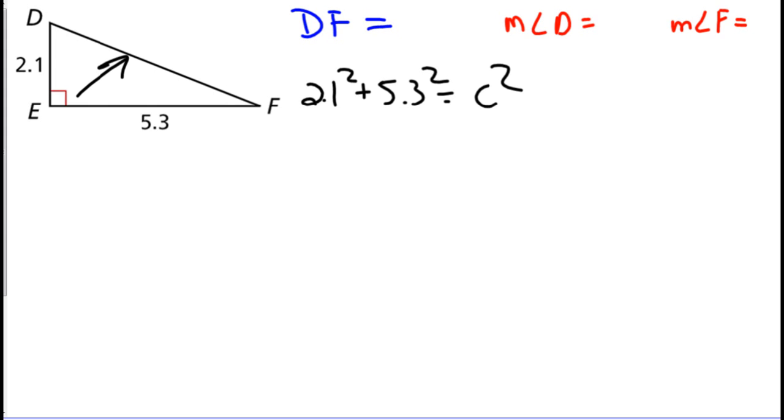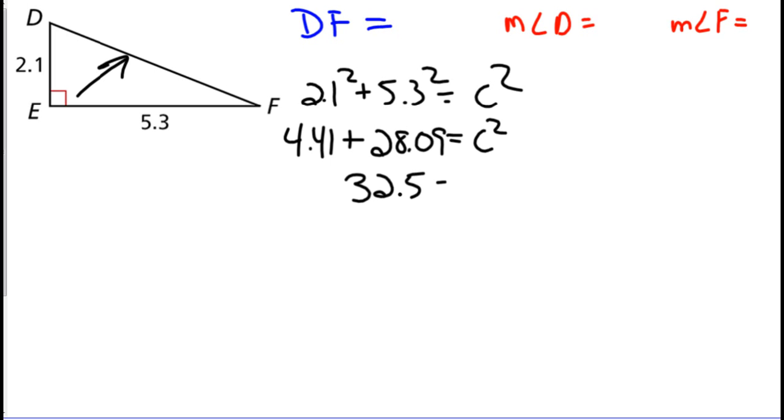Okay, go to your calculators, type it in, you do 2.1 squared, and you get 4.41 plus your 5.3 squared, and you get 28.09. And that has to equal C squared. And when you combine your like terms, on the left side, you get 32.5 equals your C squared. And of course, you're going to take the square root of both sides. And when you do that, you get 5.700877125. So that's what your calculator should read.